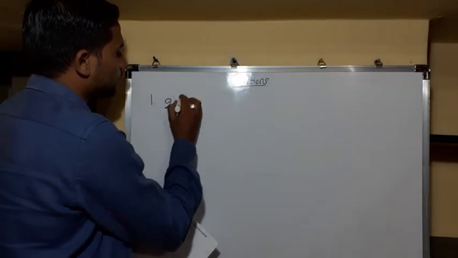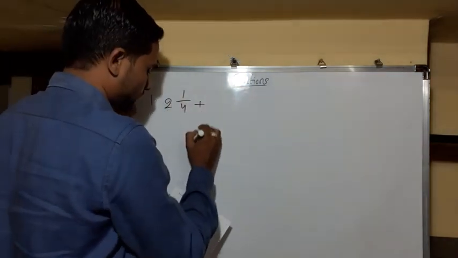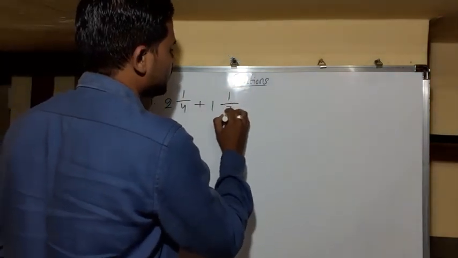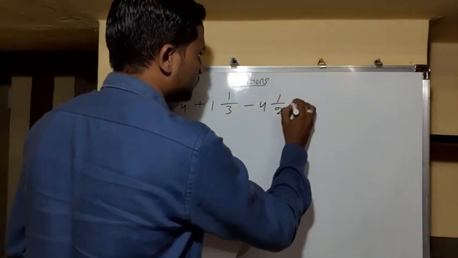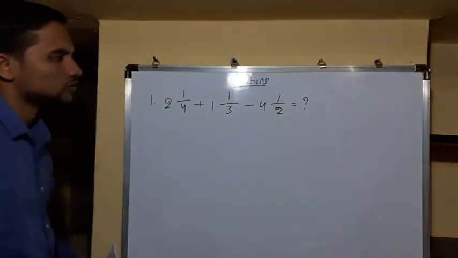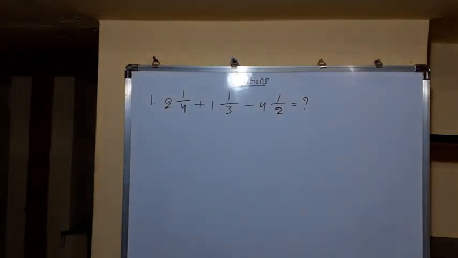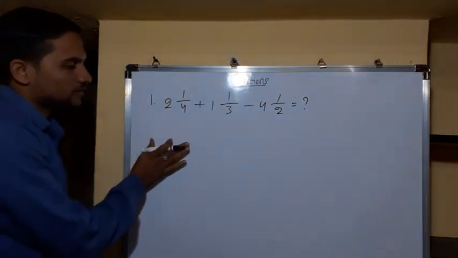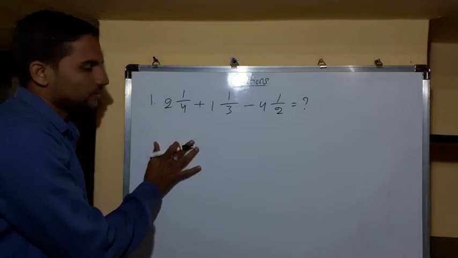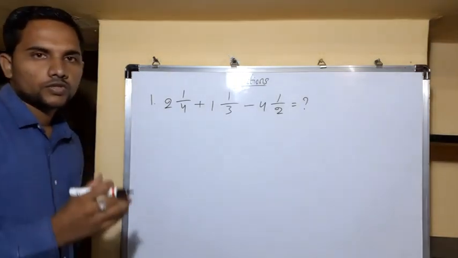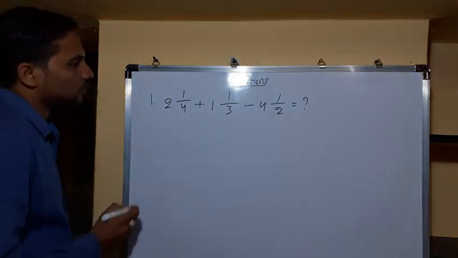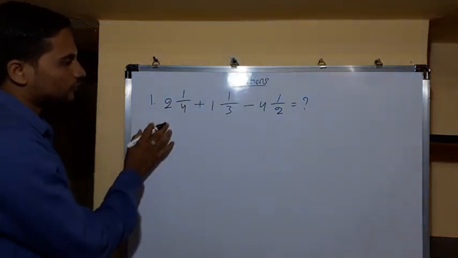So first one, 2 integer 1 by 4 plus 1 integer 1 by 3 minus 4 integer 1 by 2 is equal to question mark. So friends, this first problem I will solve it first in a conventional way. After that I will try to solve it with short tricks. So conventionally, how we used to do it?